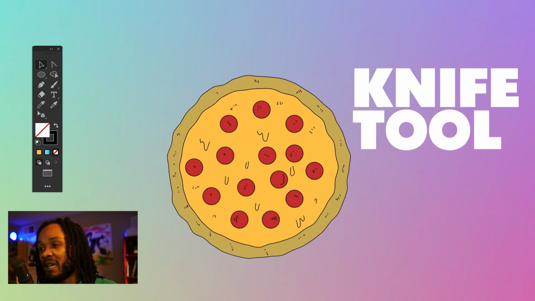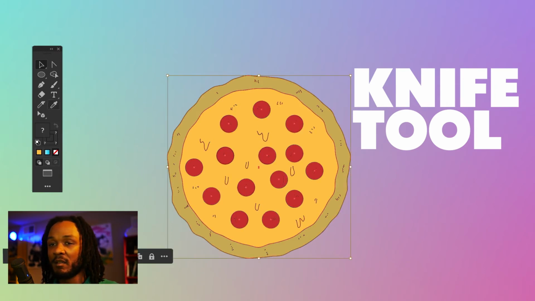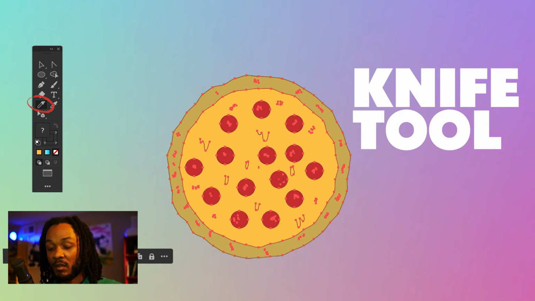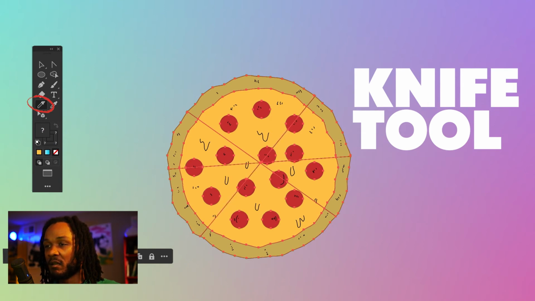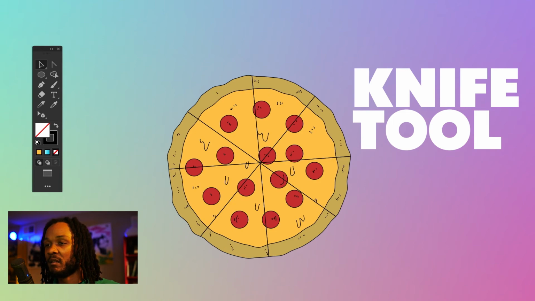Okay, now let's say you just made this delicious looking pizza. And now you want to split it up. Go ahead and select it. Go to your knife tool. Hold the Alt key. That way it'll keep your line straight. And then you can go ahead and just divide it as many times as you need. Delicious.